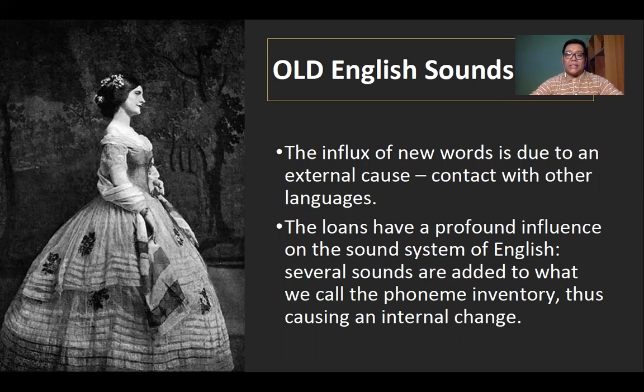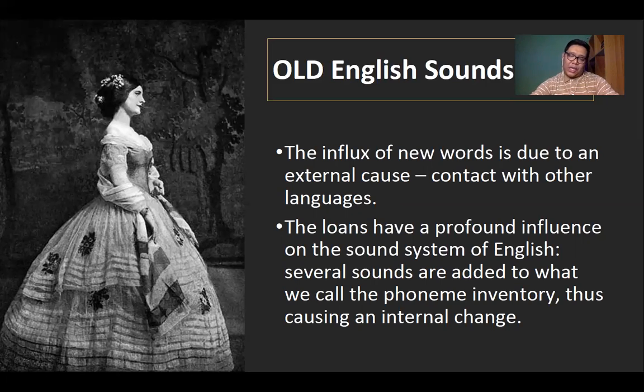Because of this influx of new words, which was caused by external factors, because of various contacts with other languages, they actually contributed to how Old English sounds evolved. Now, these loans had a profound influence on the sound system of Old English. Several sounds were added to what we call the phoneme inventory, thus causing an internal change. That's why before we had vowel or consonant shifts.